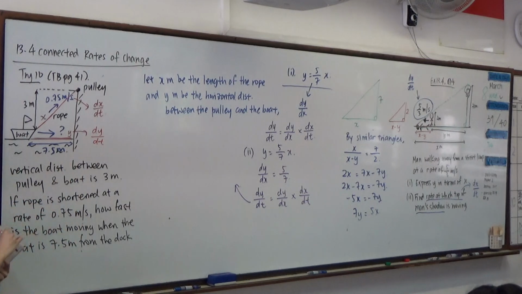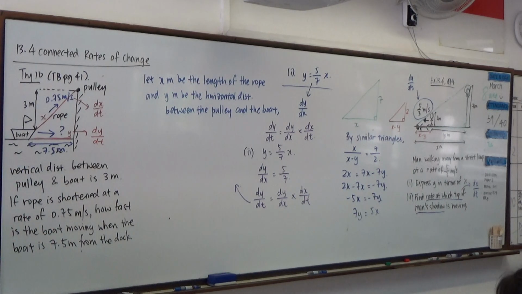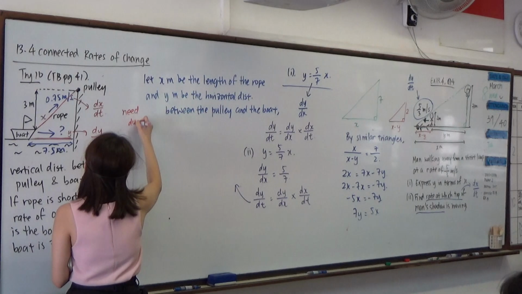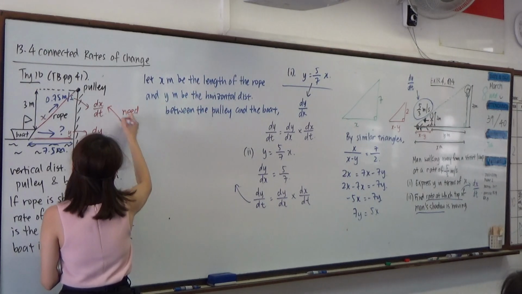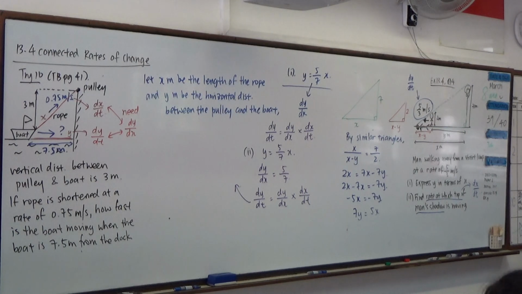Now that we know dx over dt is what we're given and what we want to find is dy over dt, I need a formula that links y and x together so that I can have dy over dx. So there needs to be that connection. How do I figure out y in terms of x? That is the big question.